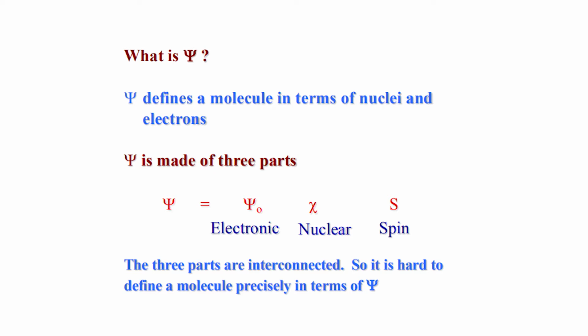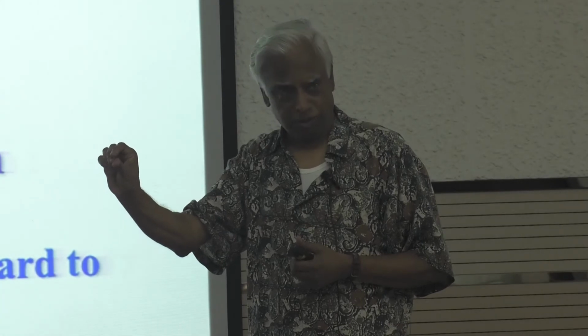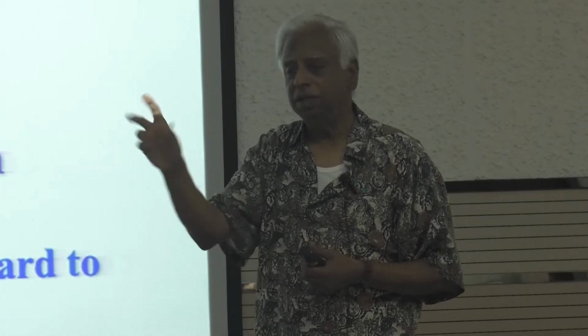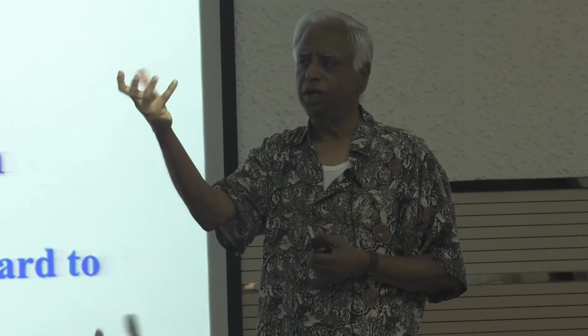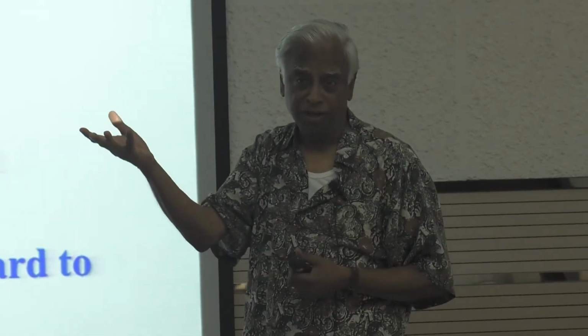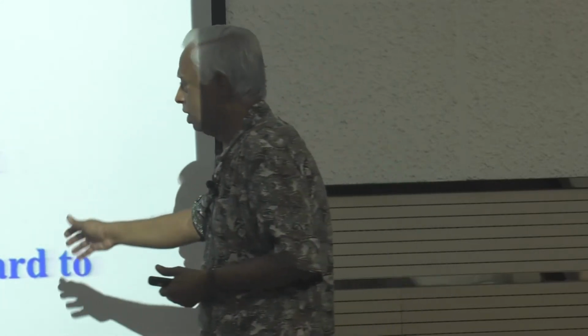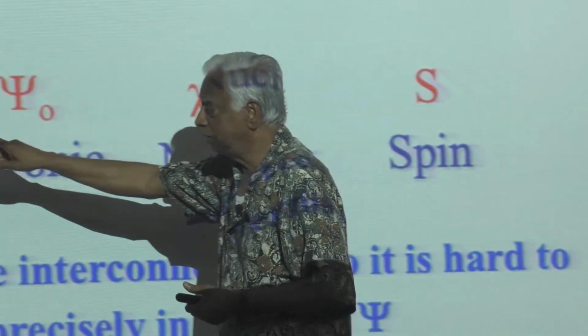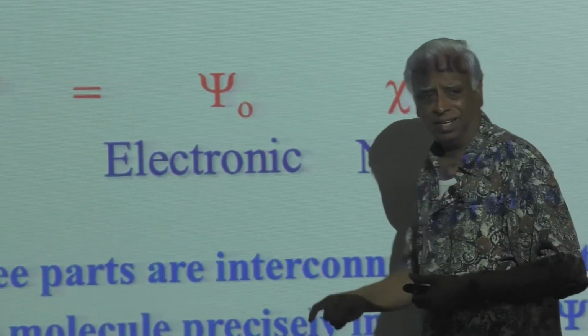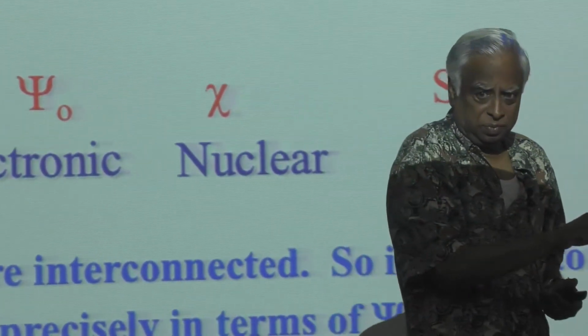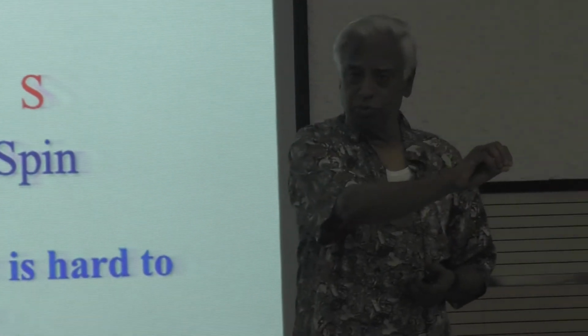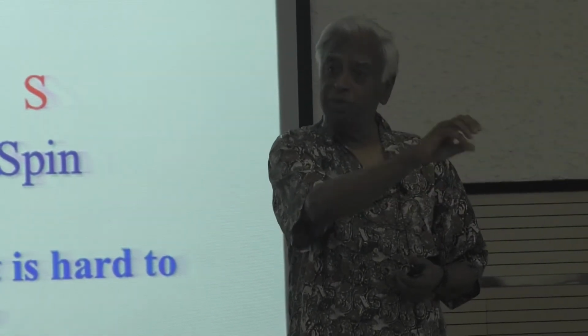So when you think of a molecule, it contains positions of nuclei and the electrons around the nuclei, and electrons have spin, alpha or beta. The electrons can rotate this way or the other way. You don't know how it is rotating, so they can have spin. So this one tells all three, but all three are interconnected. If you move the nuclei, electrons will move. If the electrons move, the spin will change.